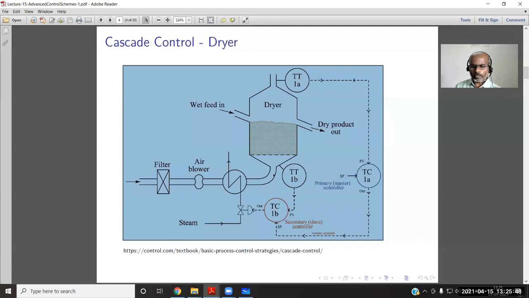Normally, the inner loop will be a faster loop, so a very fast action will be taken, which will enhance the overall control.